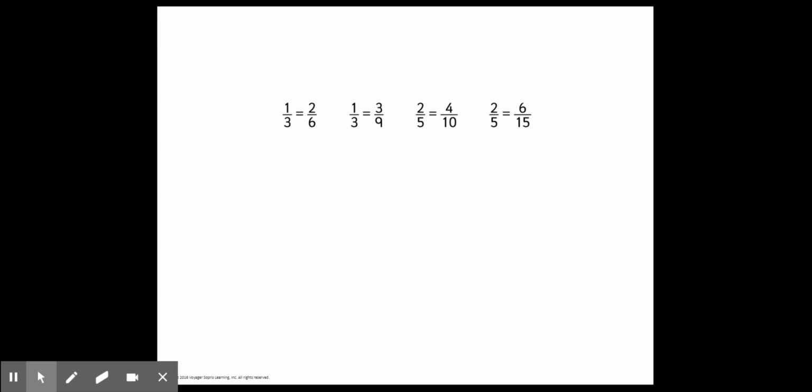Here are some more examples of equivalent fractions. Notice the numerator and the denominator on the left side of the fraction can be multiplied by the same number to obtain the fraction on the right. For example, 1/3 can be multiplied by 2 through the numerator and through the denominator to give us 2/6.